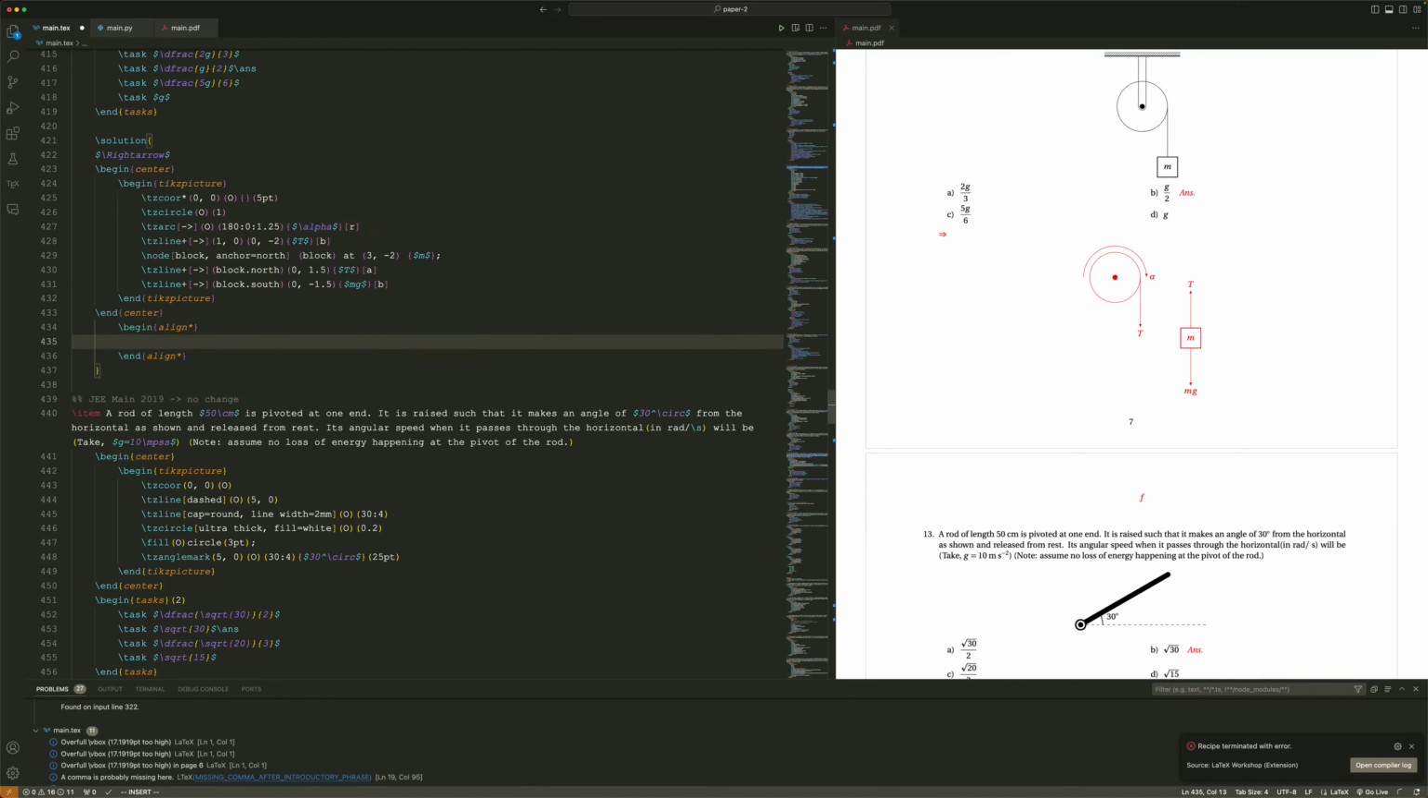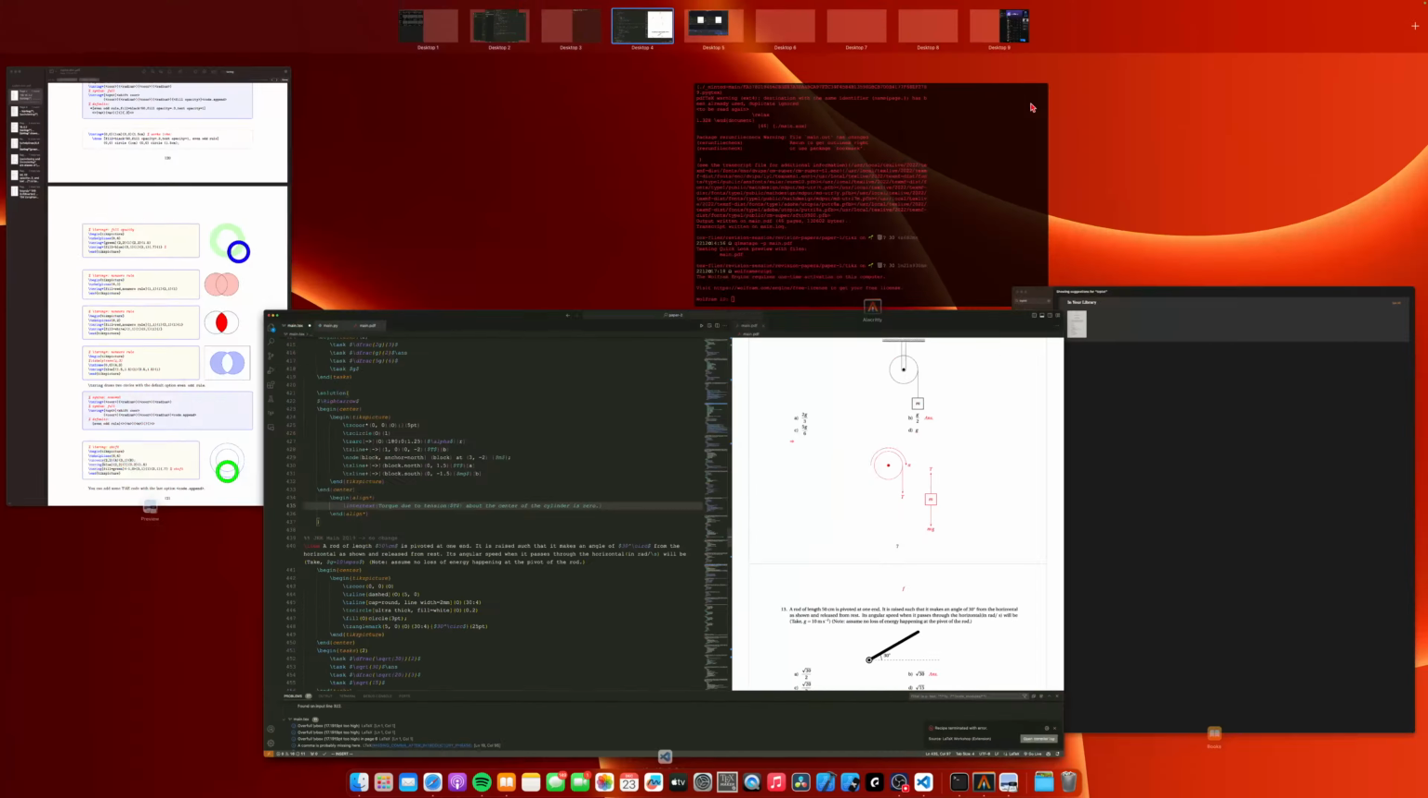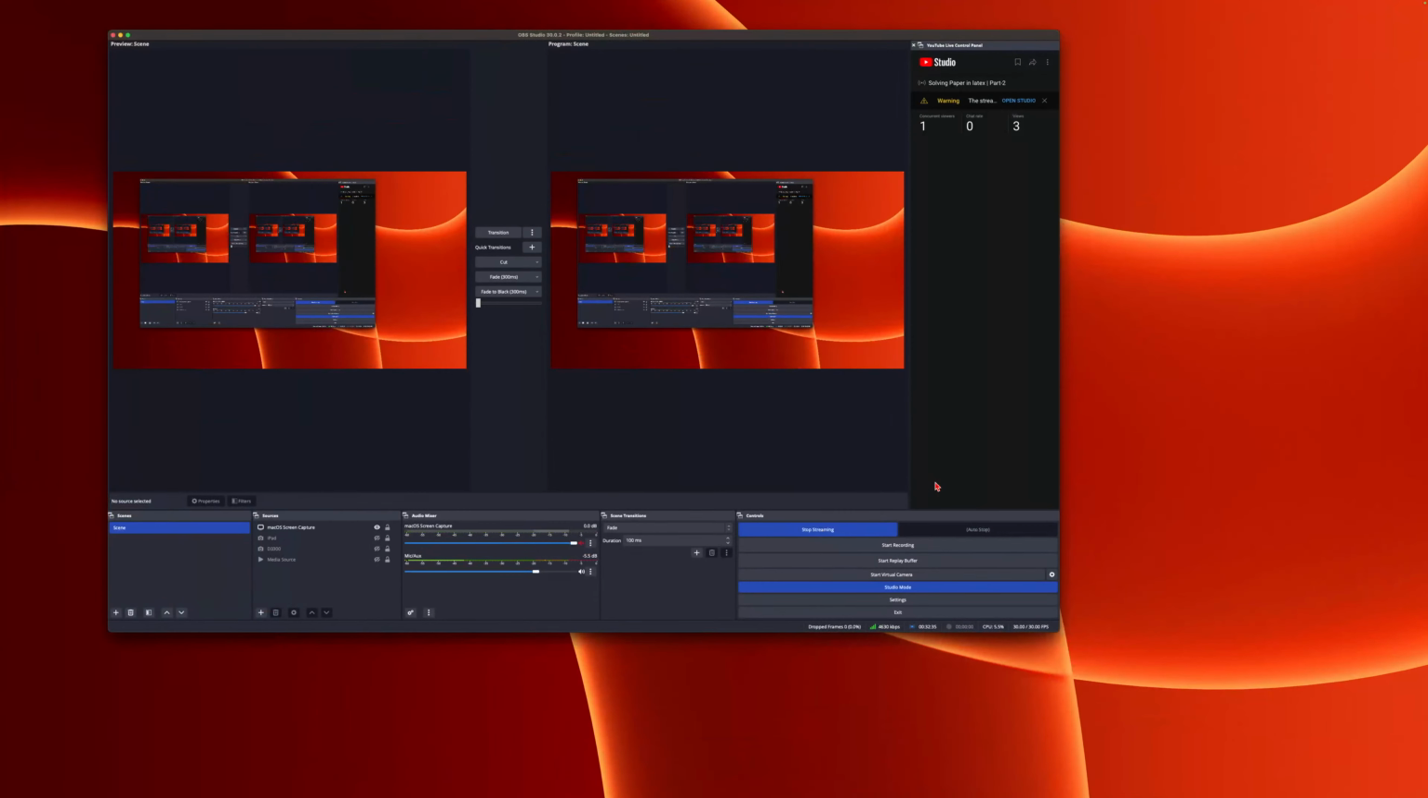So, oh man. Torque is not zero. Why are the components like that? Sorry guys, I have to stop.